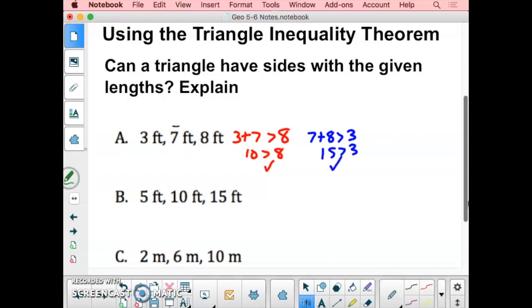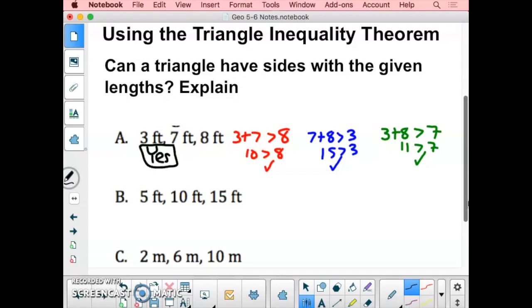The only one we haven't checked is 7 all by itself. 3 plus 8 has to be bigger than 7, and this time 11 is bigger than 7, so that works out. Since all three of these work out, this one can be a triangle. Okay?